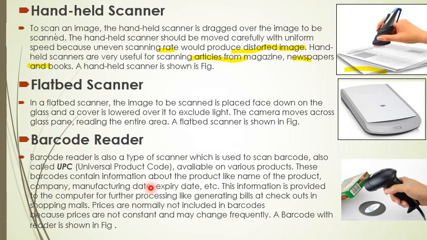If you have a database, the barcode reader reads that number, and that code goes to the database, and then a search happens, and it finds out the details about that product: what is the expiry, who is the manufacturer, which company it belongs to. So kindly keep this in mind. This information is provided to the computer for further processing, like generating bills at checkout in shopping malls.